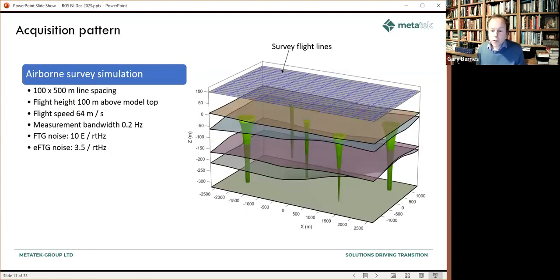So what we do before we start a survey is we design a suitable flight plan. And this, you can see on the top of this diagram here, where we've got a spacing of flight lines of 100 meters and an associated spacing of perpendicular tie lines of 500-meter spacing.